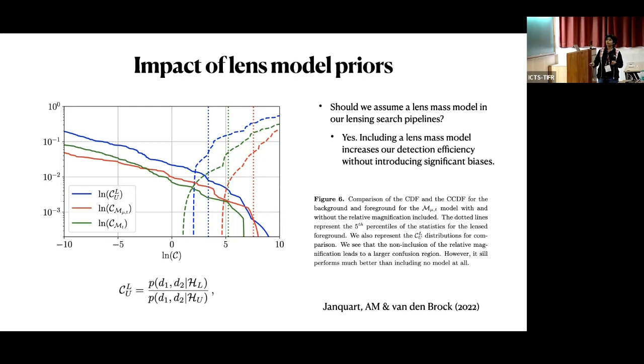But if you make use of either the time delays, or the magnification ratios and the time delays, going from the green to red, you can see that the overlap between the background population and the lensed population reduces. It just shows that it only helps if you make assumptions for the lens model and make use of these joint distributions instead of ignoring them.